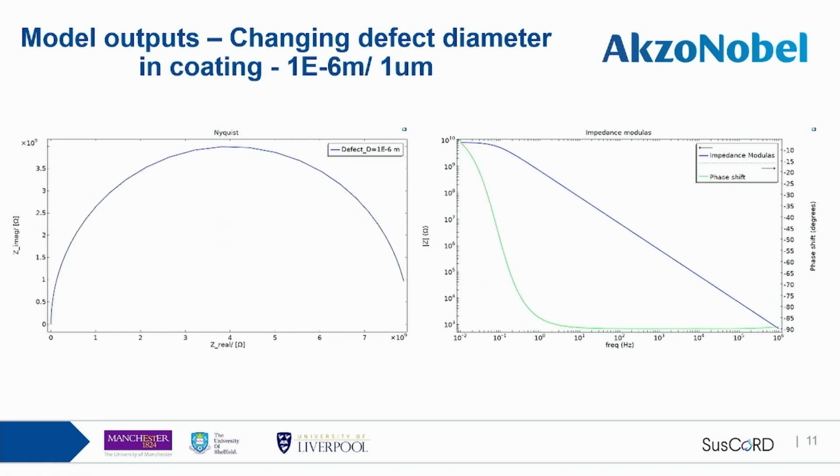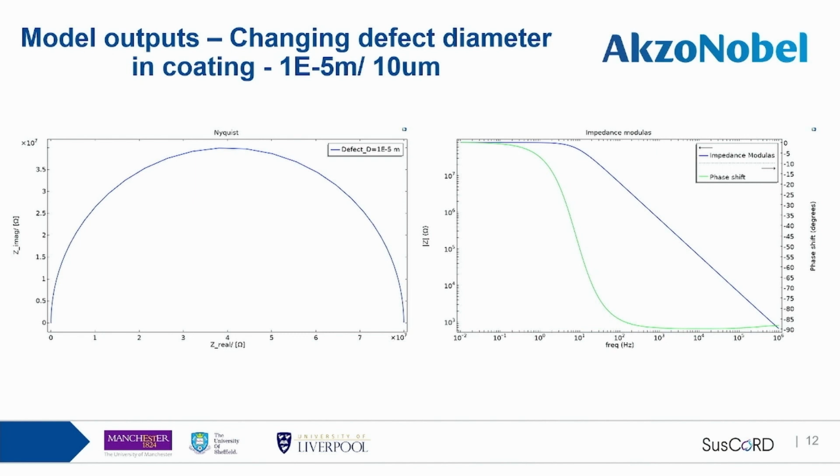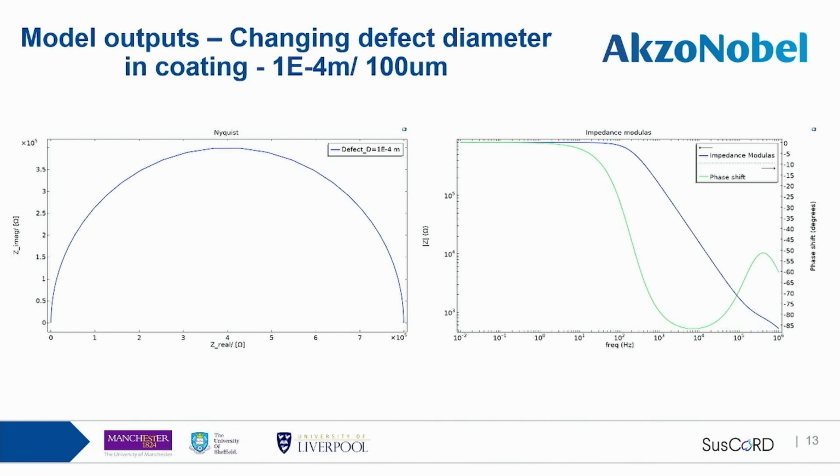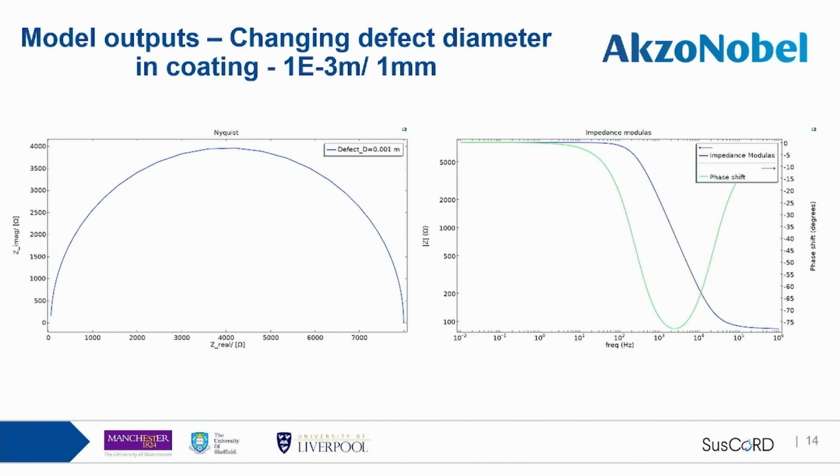Another 10 times larger, we're now seeing very prevalent bare metal behavior. Continue on. And at this point, we pretty much have a very large hole in the coating where this acts almost entirely as a bare metal electrode would.